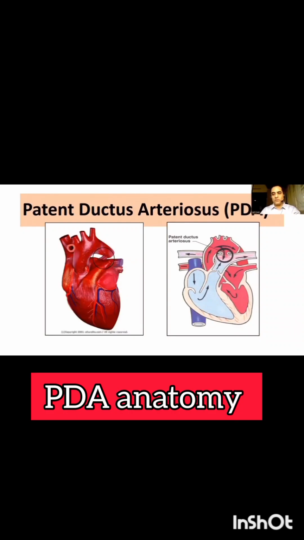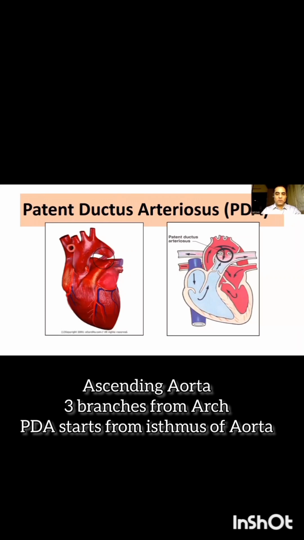Hello everyone. So now, to know what is happening in the body and echo in PDA, we should know the anatomy of PDA, that is patent ductus arteriosus. As you will be seeing in this figure, you are seeing the ascending aorta, the three branches of the arch of aorta, and then you see the descending aorta.